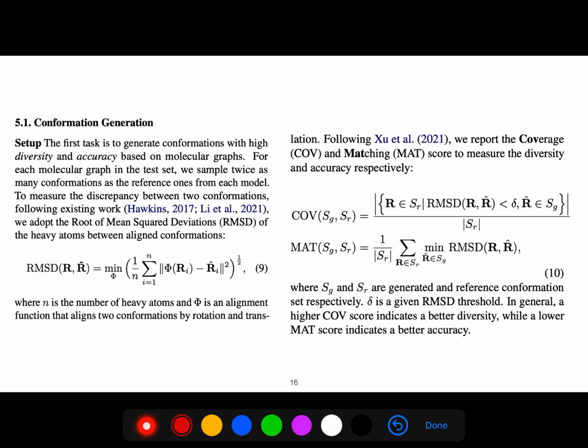So there are some measures, for example, coverage and matching score, because we want to see the diversity and accuracy. And for that you need, of course, the root mean squared deviations of heavy atoms between aligned conformations. For example, phi is what we call the alignment function. It aligns two conformations by rotation and translation.